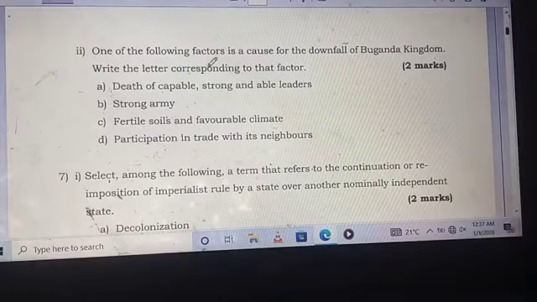II. One of the following factors is a cause for the downfall of the Buganda Kingdom. Write the letter corresponding to that factor.